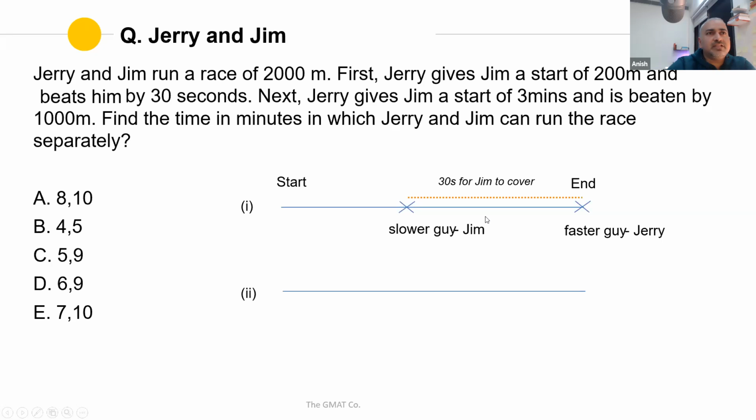Okay, in the other situation, who reaches the endpoint first? The slower guy reaches the endpoint first. At that point, where is the faster guy? Where is Jerry? He's at the 1,000 meters mark, right? He's covered 1,000 meters, or there's 1,000 meters left. Since it's a 2,000 meter race, he's at the midpoint.